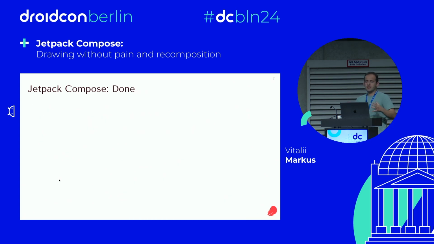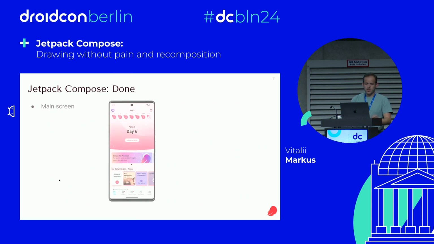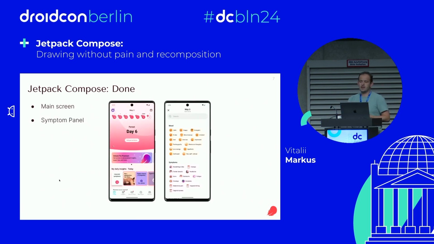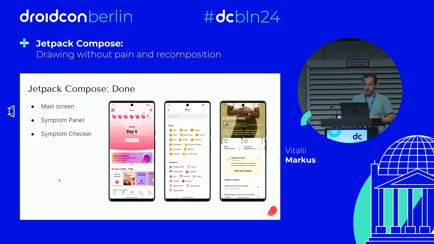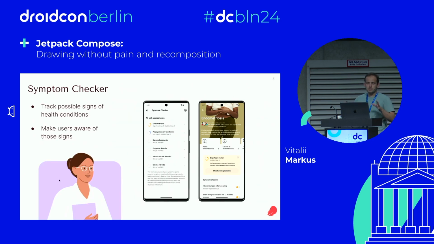So what we have already done is quite large and significant. We completely redesigned the main screen using Jetpack Compose. We created a symptom panel where a user can log their symptoms, note the mood, and track their life events. And we introduced a symptom checker. The symptom checker is a feature based on various user data collected automatically and manually from the chatbot dialog, which provides a match probability of one of the predefined conditions. For example, on this screenshot, we can see that the user has a significant match for endometriosis.